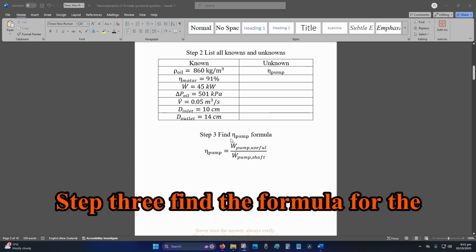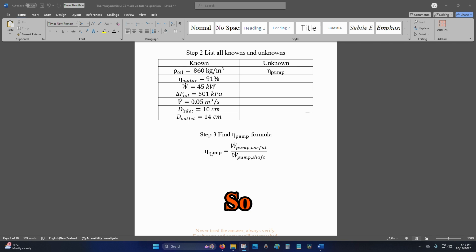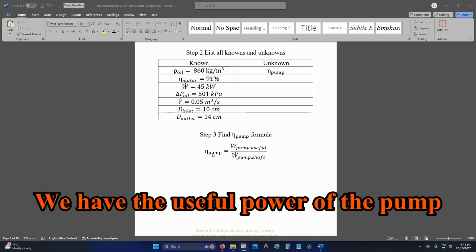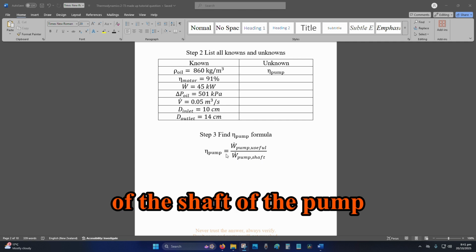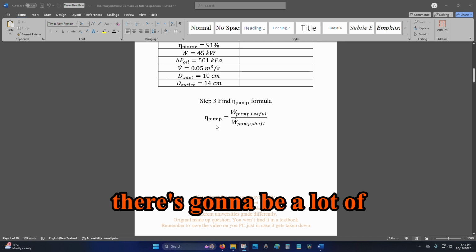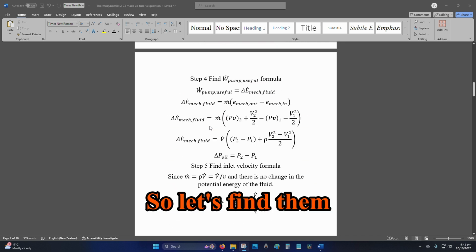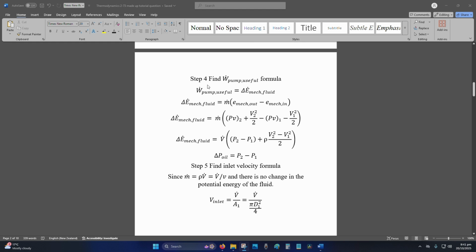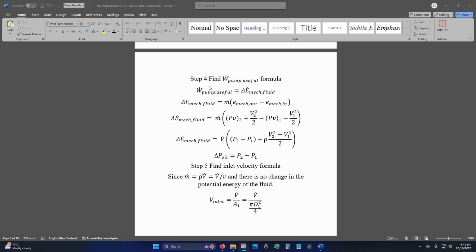Step 3, find the formula for the efficiency of the pump. So we have the useful power of the pump divided by the power of the shaft of the pump. It looks easy, but there's going to be a lot of missing pieces. So let's find them. Step 4, find the formula for the useful power of the pump.